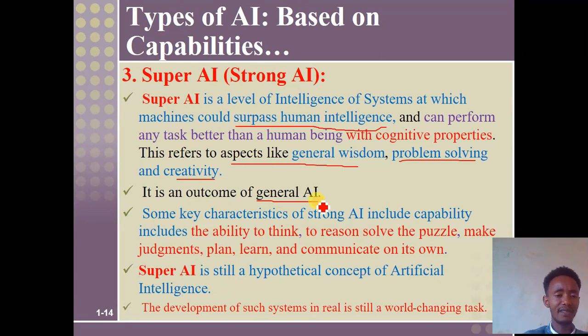So some key characteristics of such strong algorithms include capability: the ability to think, the ability to reason, solve puzzle problems, make judgments, the ability to plan, the ability to learn new things, and the ability to communicate on its own.